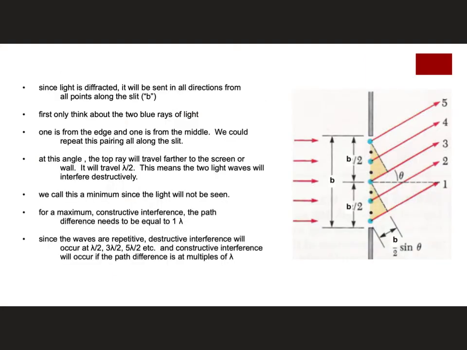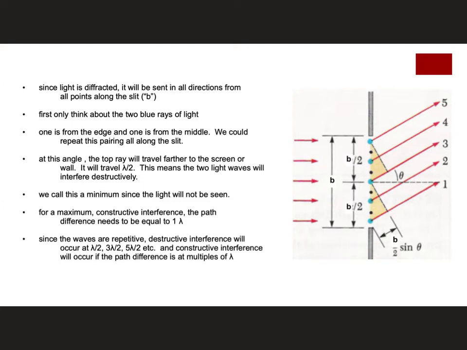So here's a summary of all the things that I said. Light's going to be diffracted at the opening, and it'll be in all directions. We're starting off by just thinking about ray 5 and ray 3, one from the top half and one from the bottom half. And we're going to be able to repeat this all along the slit. At that particular angle that I'm looking at, theta, I'm going to be looking at a minimum, a dark part, not a bright fringe, but the dark part where we're going to have destructive interference. That means that number 3 is going to travel lambda over 2 farther than number 5.